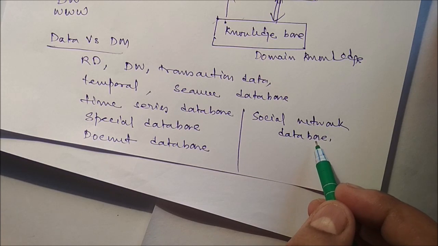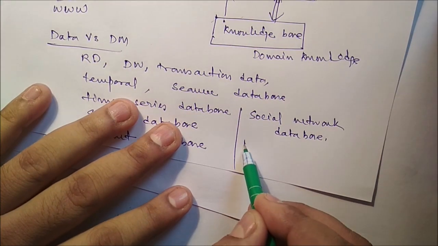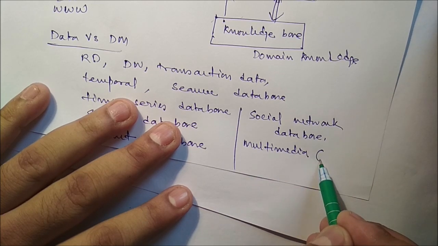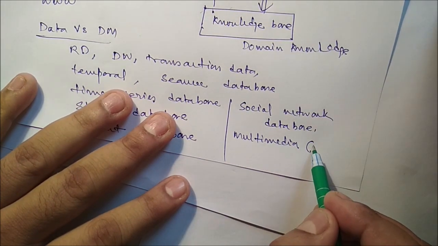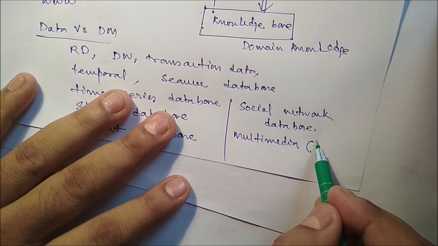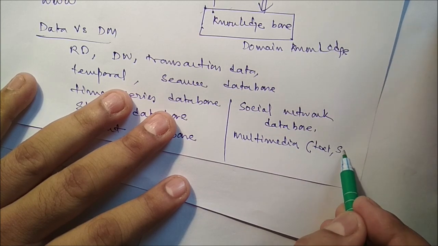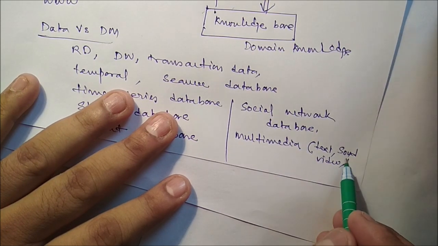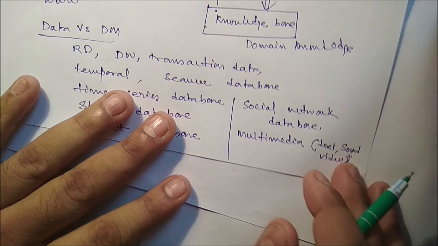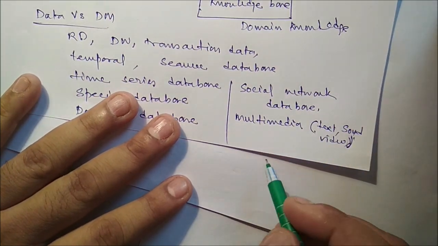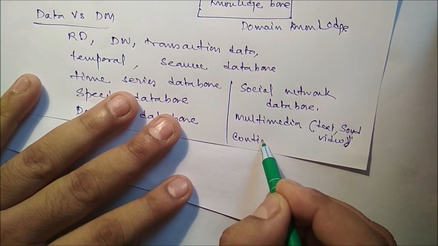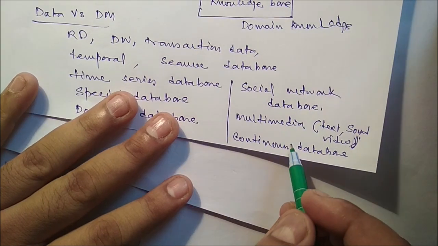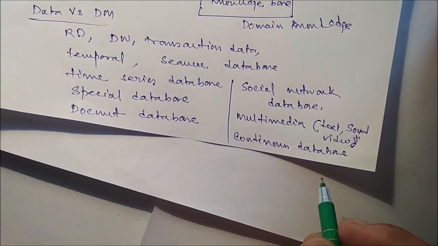Similarly, it may be a multimedia database. A multimedia database may contain text, sound, video, animation, graphics, all of which are called multimedia database. Next, it may be a continuous database. Continuous data means streaming data or dynamic data.